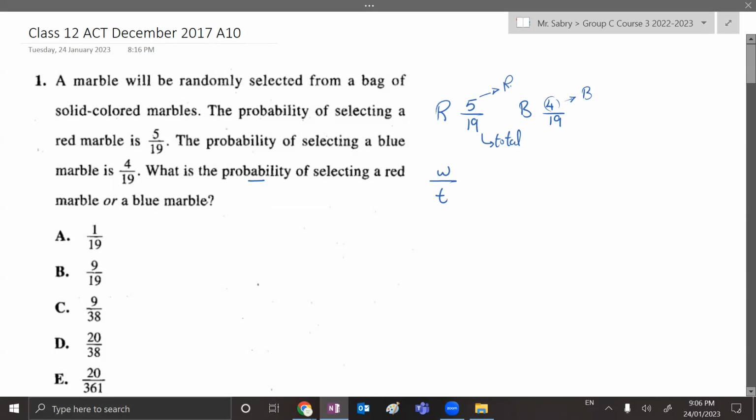marbles. So if they need me to find the probability of selecting red or blue, it means I'm supposed to add them up. The red, or, which means plus the blue, which are 4, over the same total, which is the 19. So it's 9/19. That's what this probability is supposed to be, which is B. Does that make sense?